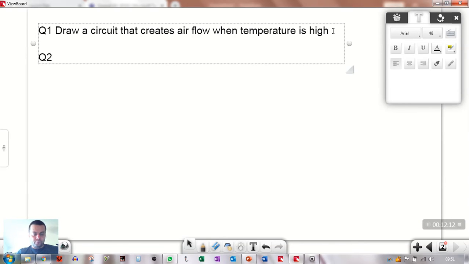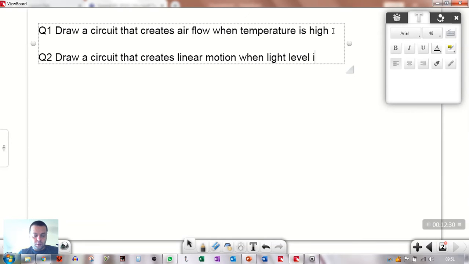Question 2. Draw a circuit that creates linear motion when light level is high.